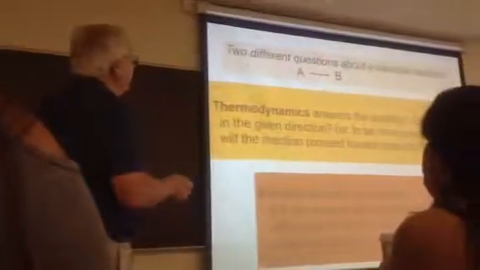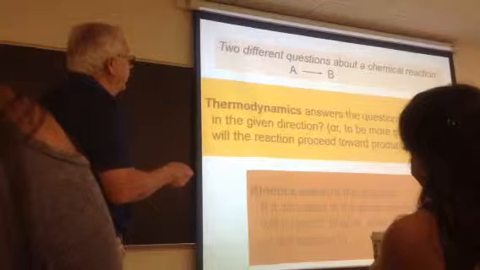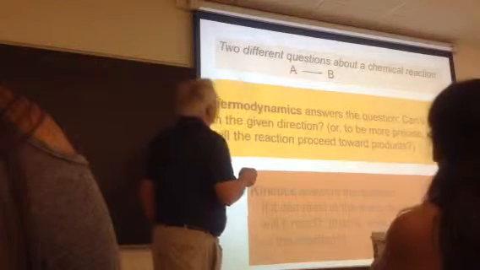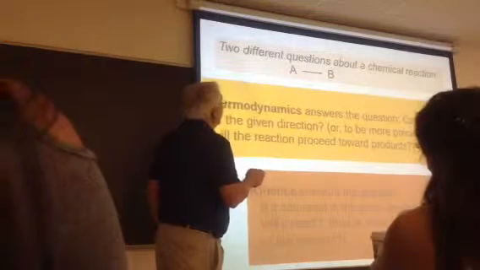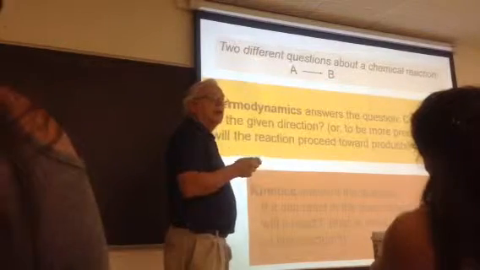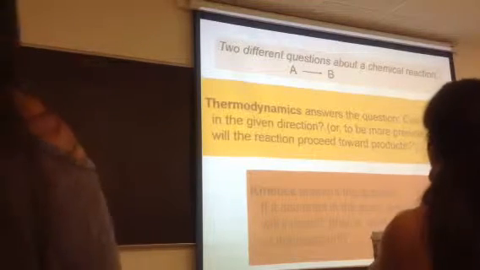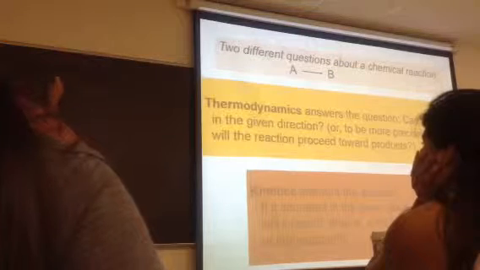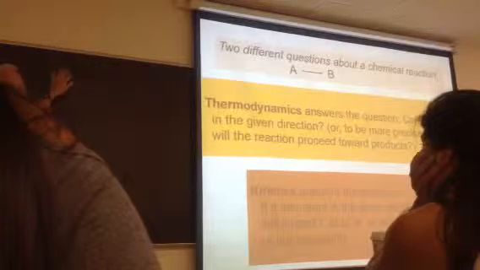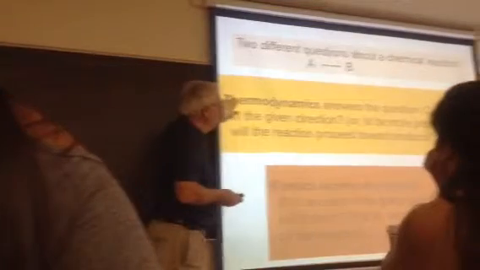A thermodynamic analysis would allow you to answer the question, will A convert to B given enough time? And more precisely, given an infinite amount of time that it reaches equilibrium, what will be the product reactant ratio? The bigger this drop, the more product you'll have. They end up with almost the same level, or let's say exactly the same level at equilibrium. 100 years from now, you'd expect a 50-50 blend because there's no reason to prefer one over the other. So thermodynamics answers that question.